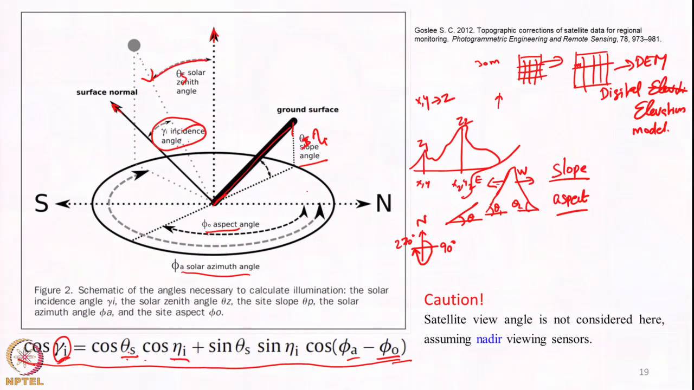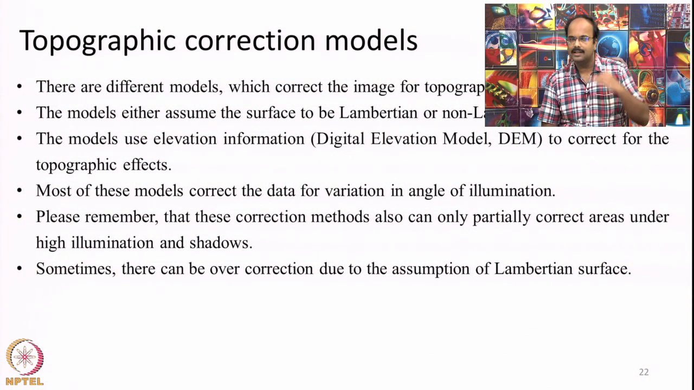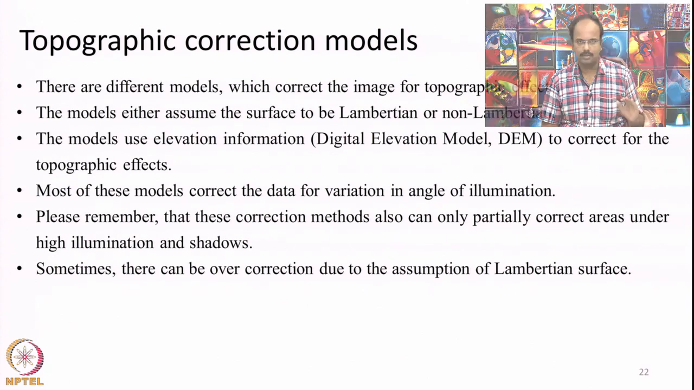Once we know all this information, there are certain topographic correction models which help us to correct for the effect of terrain. We are not going to go deeper into such models because of want of time, but just remember that many different models exist for such topographic correction with varied levels of complexity. Some models may assume the surface as Lambertian. Some models may not assume the surface as Lambertian. That is, they will consider that the surface will look different from different angles. So based on the assumptions within the models and the inputs required, the final output may look completely different.